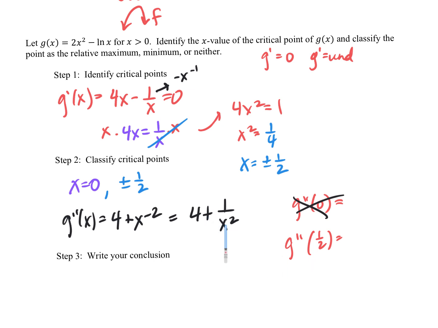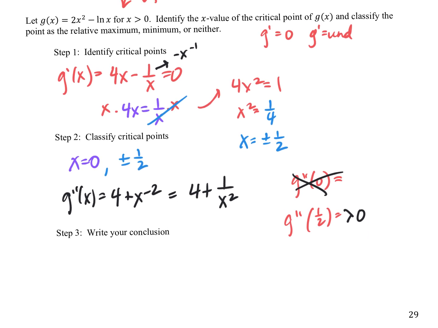At 1/2, I don't care what the value is. 1/2 squared, 1 over that plus 4. Would that be positive or negative? It's going to be positive, right? So that's going to be greater than 0. If my second derivative at this x value is greater than 0, that's a positive.